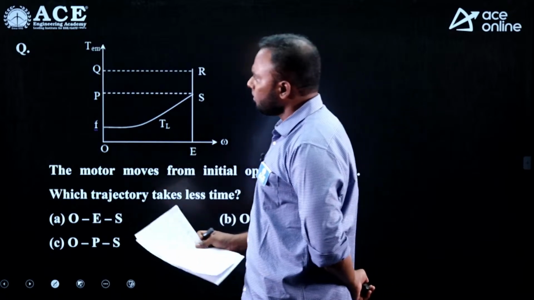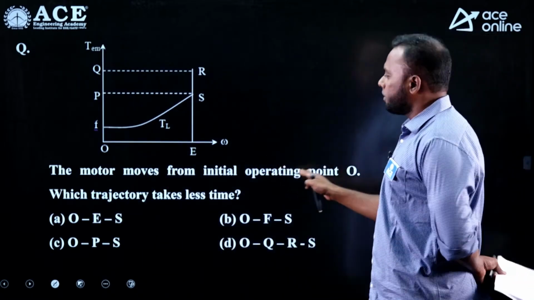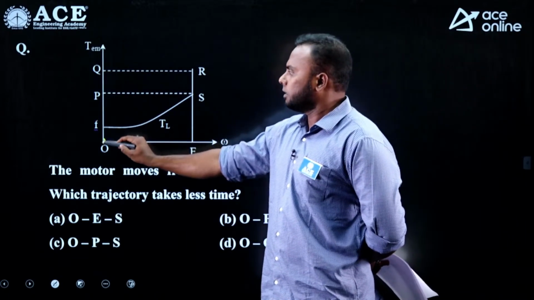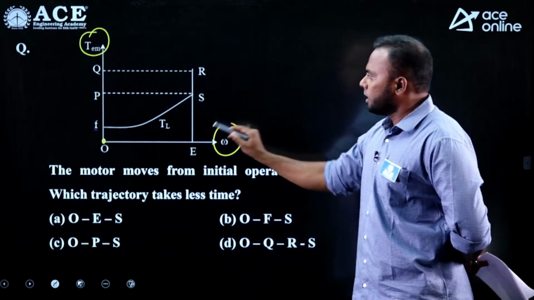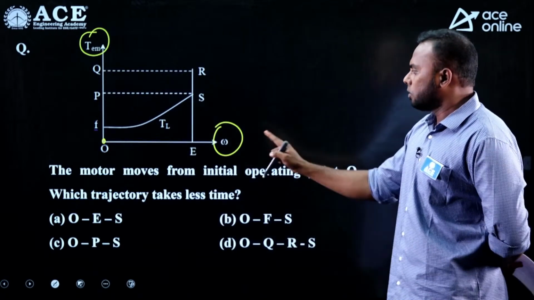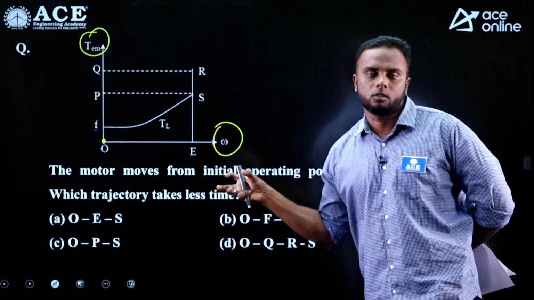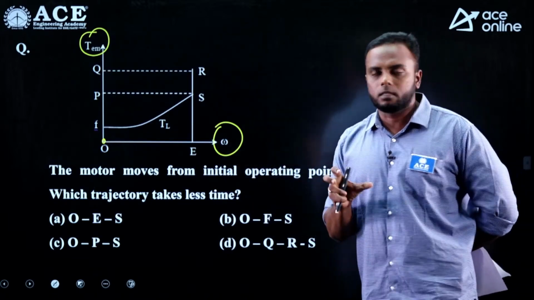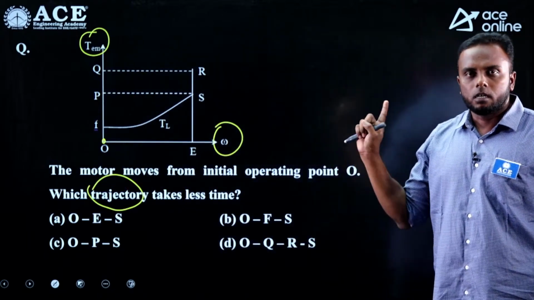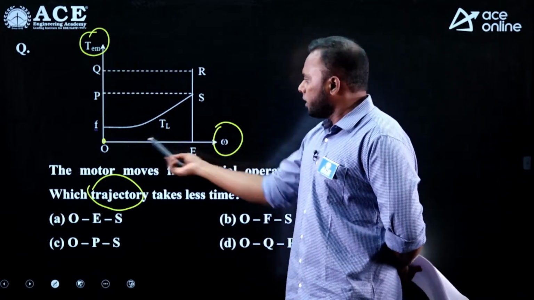Next, this is from induction motor. The motor moves from initial operating point O. There is a torque and speed relation given, and this is the load torque variation. Now see this: the motor moves from initial operating point O, which trajectory takes less time to reach the steady state? Which path will the motor take in order to quickly reach that steady state operating point?